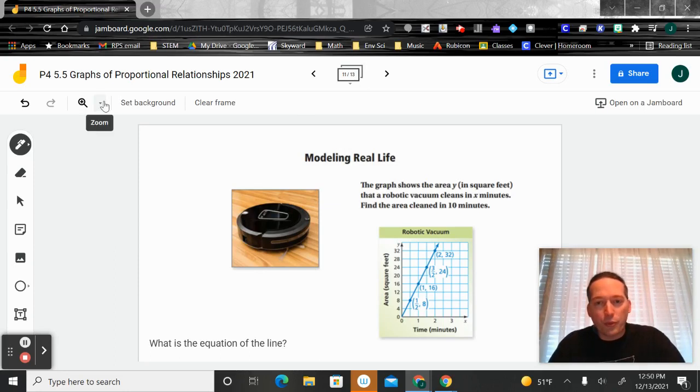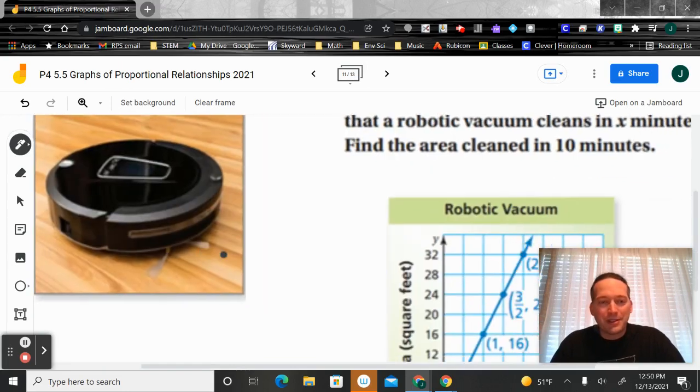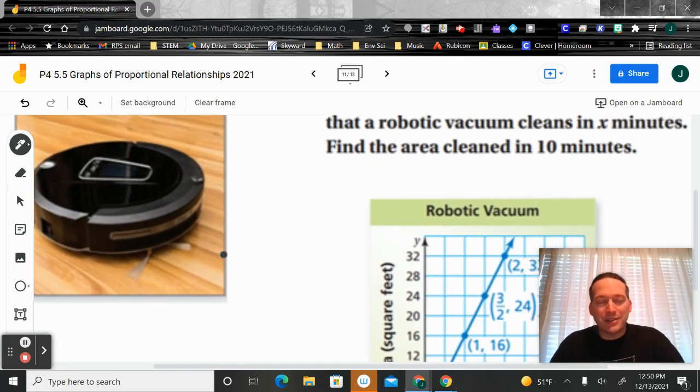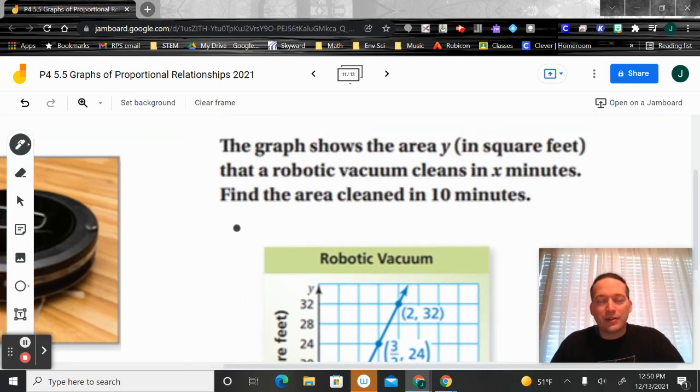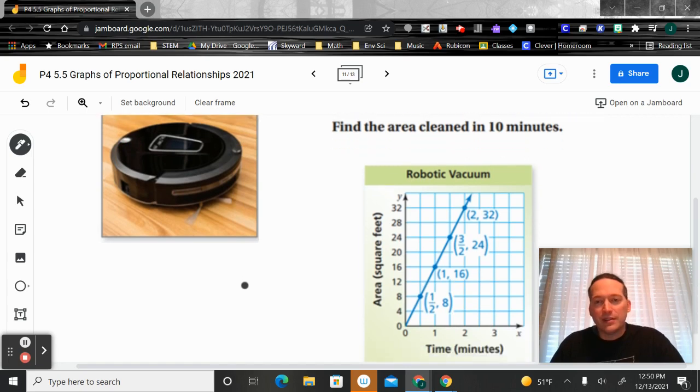All right, let's look at this in real life. Like one of those Roombas or whatever you have, those controlled autonomous vacuuming things. So the graph shows the area Y in square feet that a robotic vacuum cleans in X minutes. Find the area cleaned in 10 minutes. Well, it doesn't give me the area cleaned in 10 minutes. Okay, I get 8 to 1.5, 16 to 1, 24 to 3/2, 32 to 2.